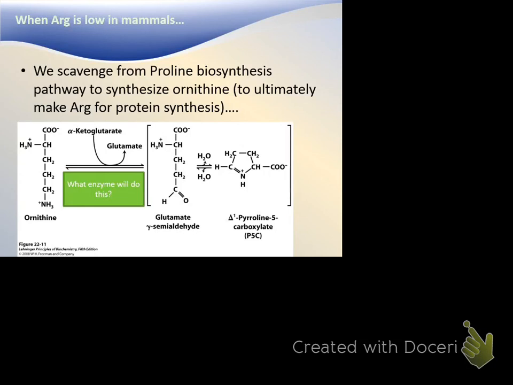So this one utilizes an enzyme that goes frontwards and backwards, at the expense of an alpha-ketoglutarate. And what it does is it takes the P5C from the proline biosynthetic pathway and transforms it into ornithine. So what class or classes of enzymes have we seen before that does this kind of thing?